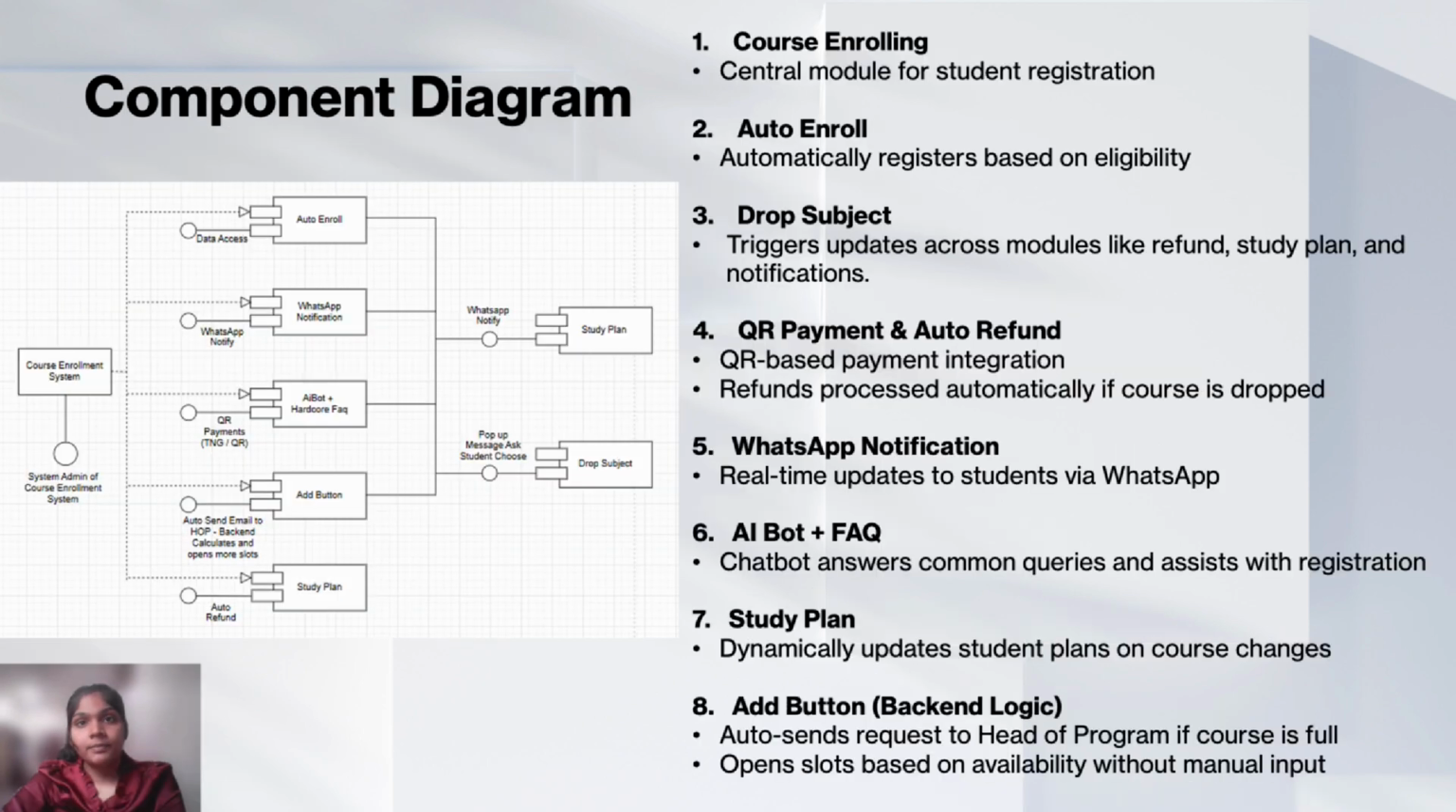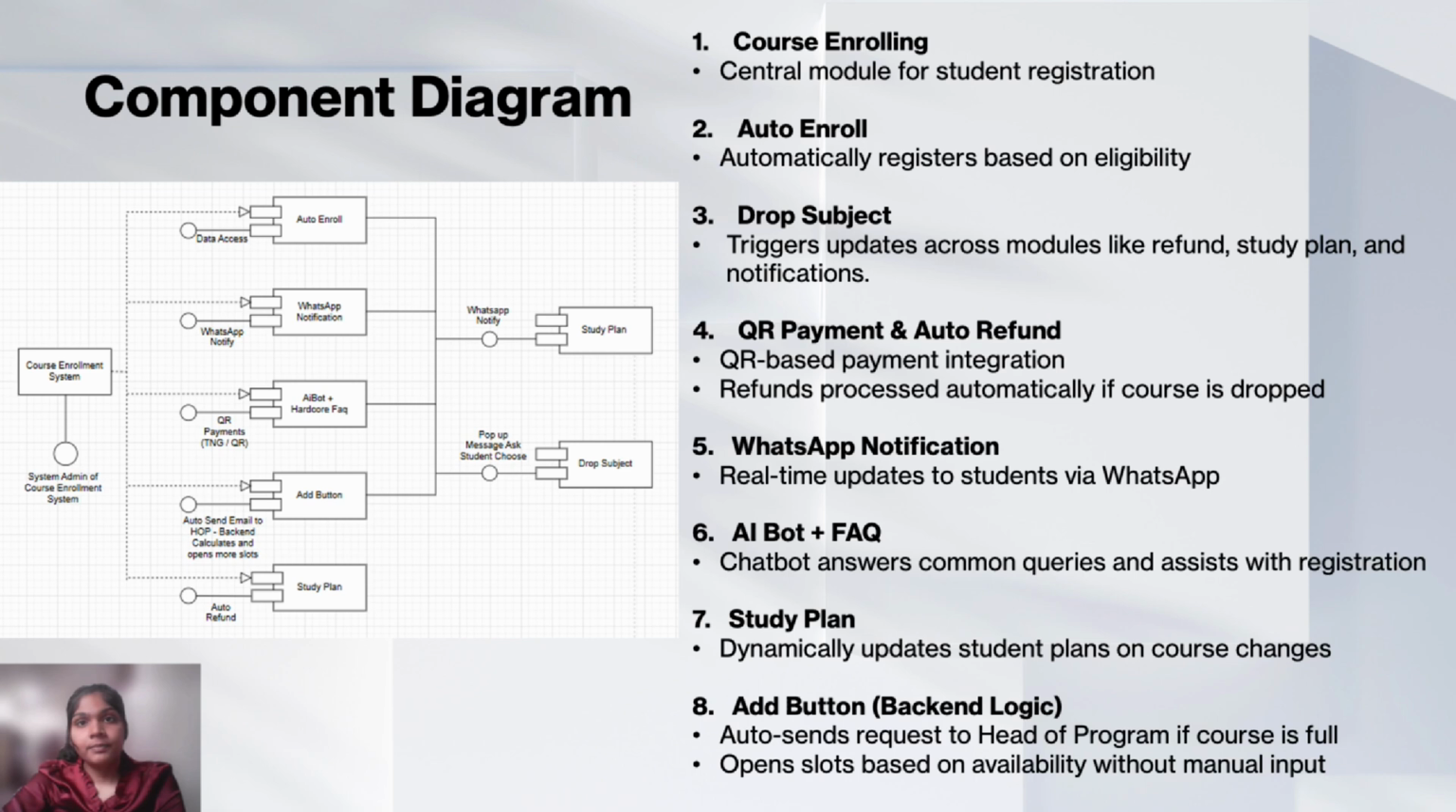Now, I would like to explain about the component diagram. This shows the system's main modules and how they work together to streamline the enrollment process. The course enrolling and auto-enroll modules manage students' registration and automatically assign courses when eligible, reducing manual approvals. The QR payment system supports digital payments like Touch and Go, and when a course is dropped, the auto-refund module processes the refund instantly. This saves a lot of time and effort.